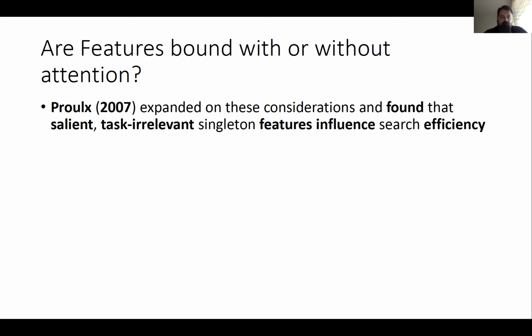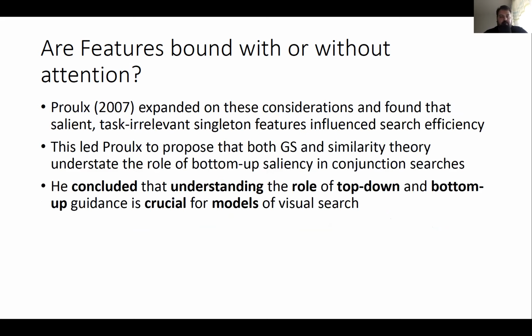Proulx in 2007 expanded on this consideration and found that a salient task-irrelevant singleton also influenced search efficiency, but he found that both models, guided search and similarity theory, weren't able to explain his findings. So he proposed that both models understated the role of bottom-up saliency, and he concluded that understanding the role of top-down and bottom-up guidance is crucial for models of visual search.